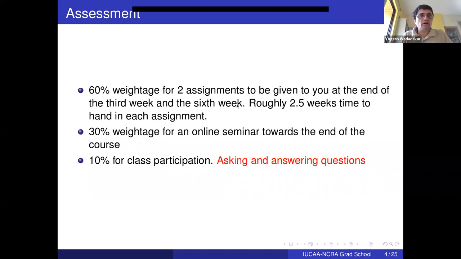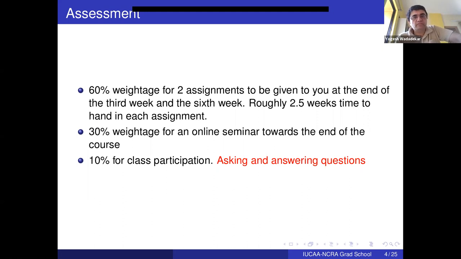Right. So here is how your assessment for this course will be done. We will have two assignments, which will have 60% weightage. I'll give you the first assignment more or less at the end of the third week and the second assignment at the end of the sixth week. You'll have about 2.5 weeks to complete each assignment. Each assignment will have a 30% weightage, equal for both. Then we are going to have a 30% weightage for an online seminar towards the end of the course. I'll tell you in a minute what the seminar will be all about, but that's going to have 30% weightage.